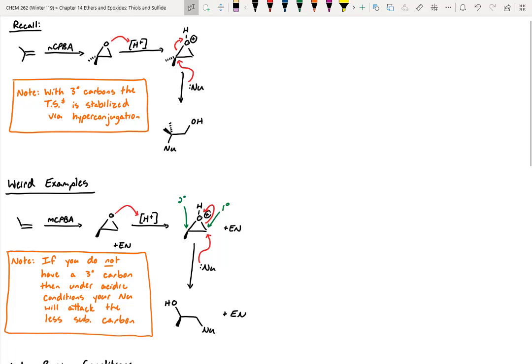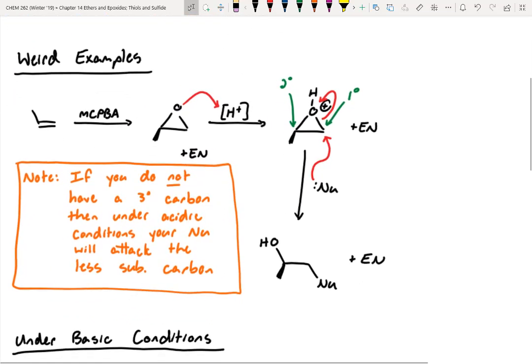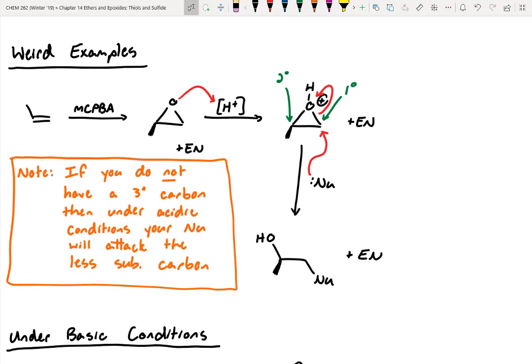Yeah, the weird example is really only true under acidic conditions. So the bottom one was under basic conditions, which is a lot easier to remember because it always goes after the less substituted carbon. All right, in all of these examples though, I've just been writing out Nu, meaning some generic nucleophile.